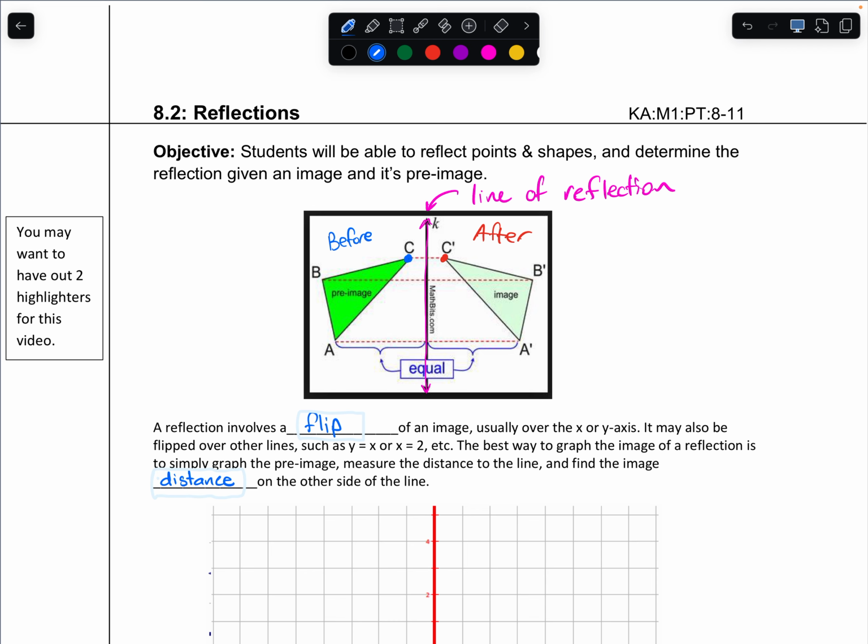And to get to the image, the after, way over here, we just have to know our line of reflection and see how far each point is away from our image. So if C is this far away from the line of reflection, then C prime needs to be the same distance away, just in the opposite direction. Same thing for B. We take our point on our pre-image, see how far it is away from the line of reflection, and this distance in the opposite direction should be the same distance. Or same thing for point A. If it's that far away from our line of reflection, then A prime is the same distance from the line of reflection, just in the opposite direction.